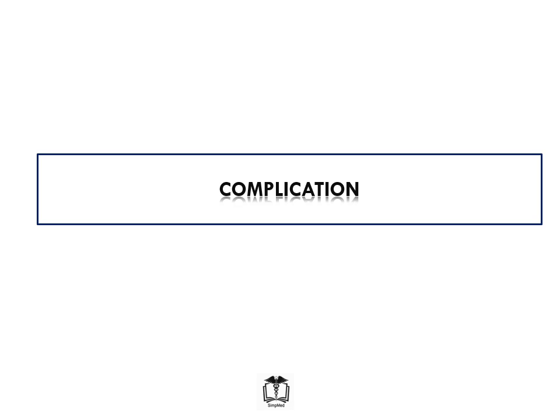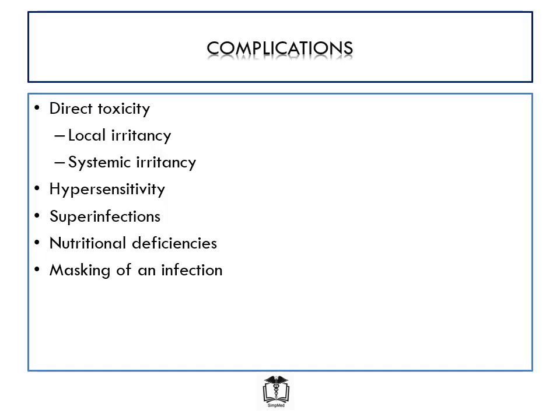What are the complications of antibiotics? First is direct toxicity. Drugs could either be directly toxic at a local site or a systemic site. So you can have local irritation or systemic irritation. For example, local irritation would be when you're injecting a drug. Just injecting the drug through the skin, the person could have a skin reaction at that point. Or there are drugs like penicillins that once we inject them, we could have a systemic irritation.